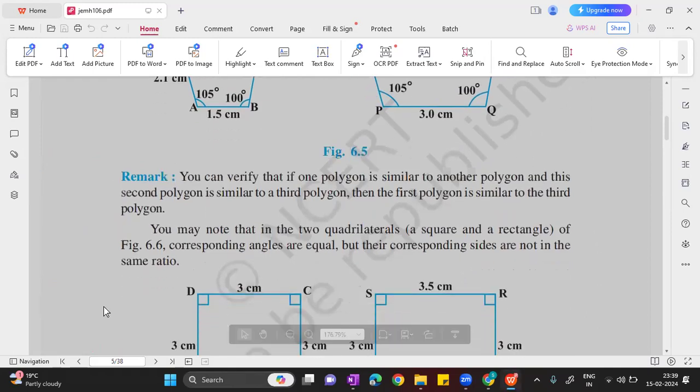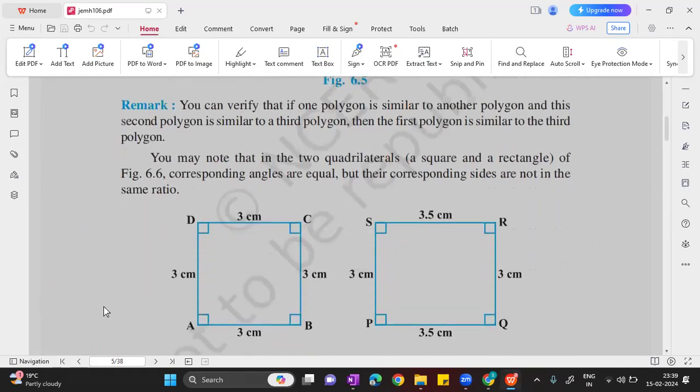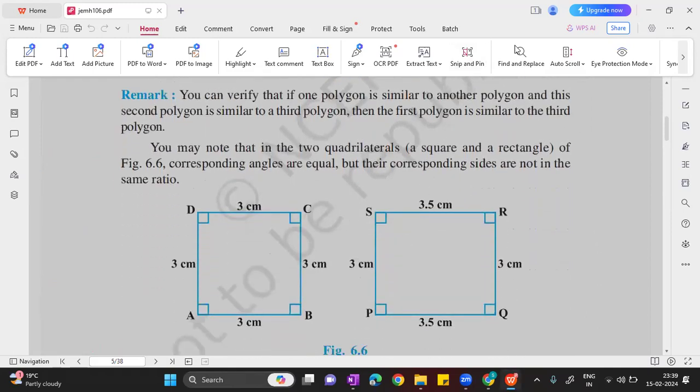Now let's talk about this. According to you, Manya, what do you think? Are these similar? Yes or no? Okay. So, the first condition is whether the corresponding angles are equal or not. Let's check. Angle D is equal to angle S, Manya.